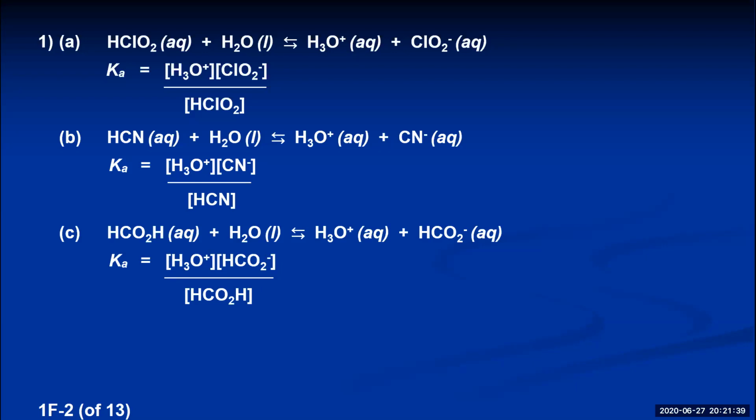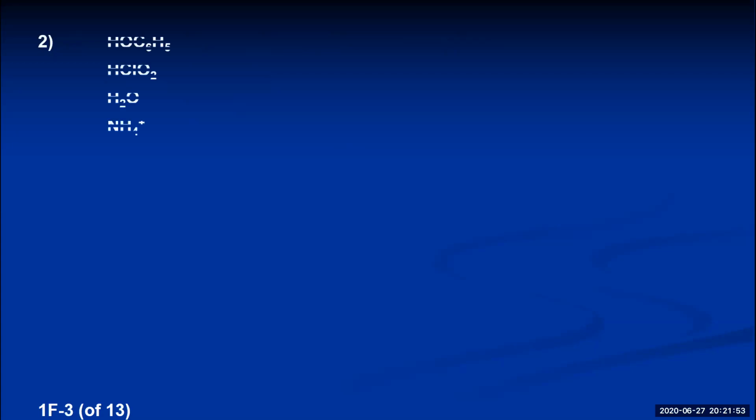The Ka expression, molarity of hydronium ions multiplied by the molarity of formate ions divided by the molarity of formic acid. Number 2, from data on handout 3, rank these acids from weakest to strongest. Three of these acids have values for their Kas given on handout 3. One of them didn't, that was water. And we talked about this in lecture.